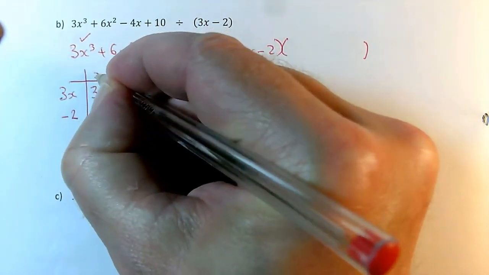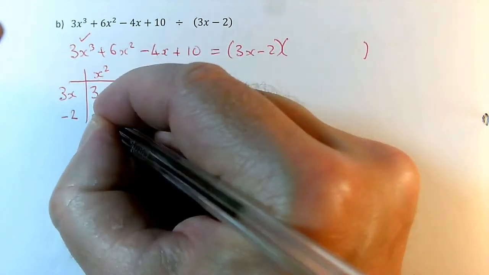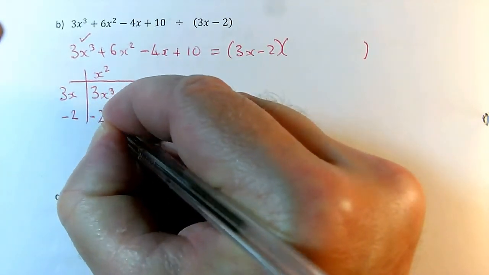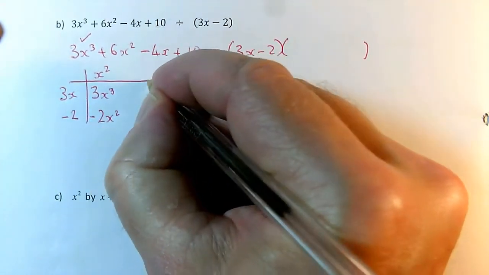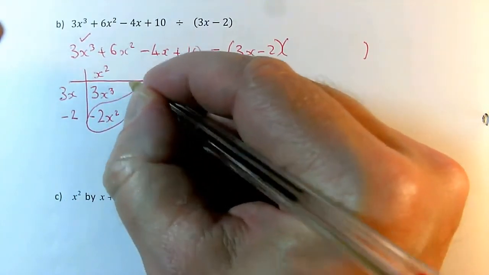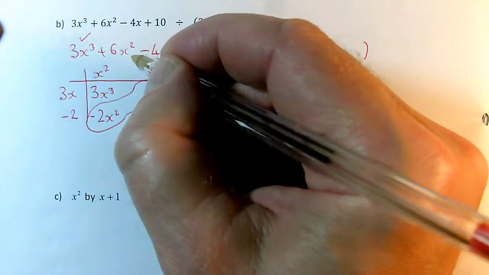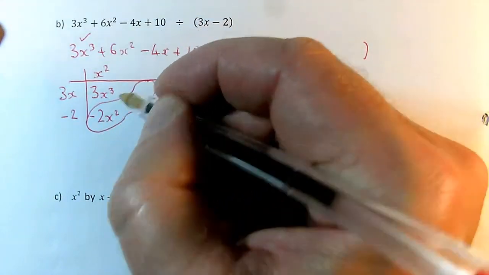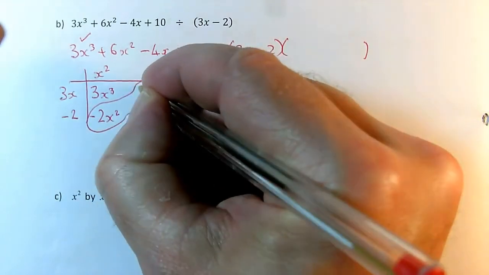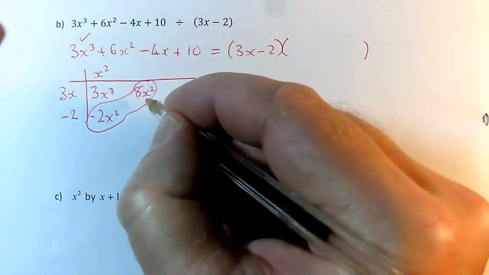I need an x squared to multiply the 3x by to make this, and when I multiply this together I'm going to have a minus 2x squared down here. Now the other x squared term is going to be there. So what do I need to appear here so I end up with 6x squared overall? Well, the answer is minus 2x squared plus 8x squared is going to give me plus 6x squared.